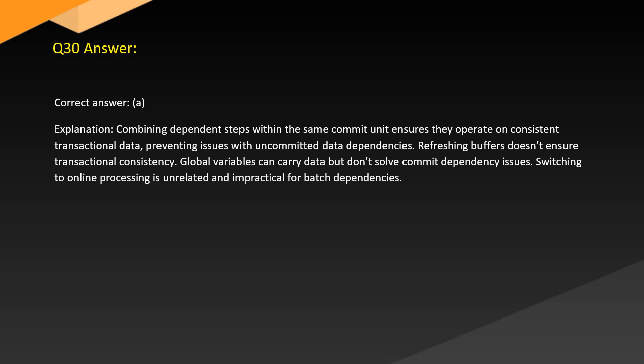Answer. Correct answer, A. Explanation. Combining dependent steps within the same commit unit ensures they operate on consistent transactional data, preventing issues with uncommitted data dependencies. Refreshing buffers doesn't ensure transactional consistency. Global variables can carry data but don't solve commit dependency issues. Switching to online processing is unrelated and impractical for batch dependencies.